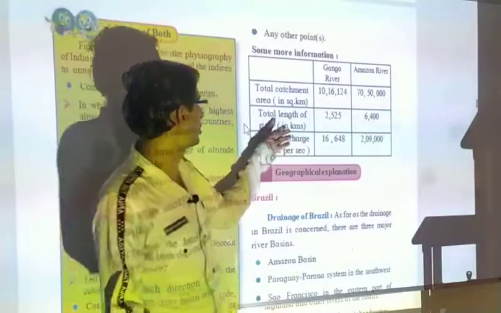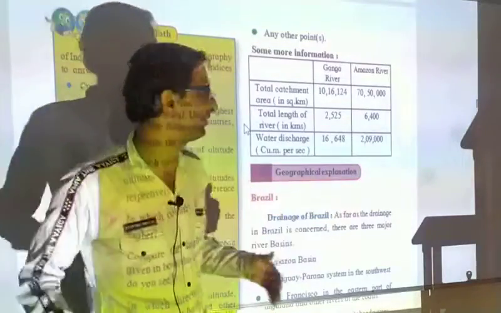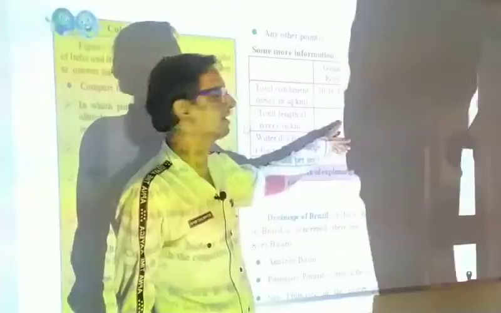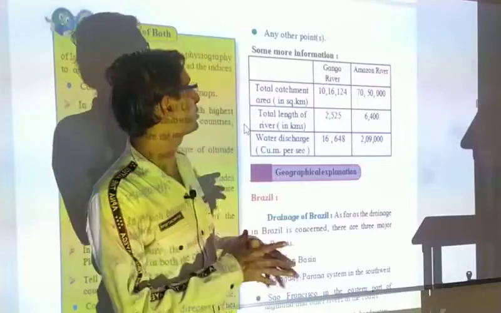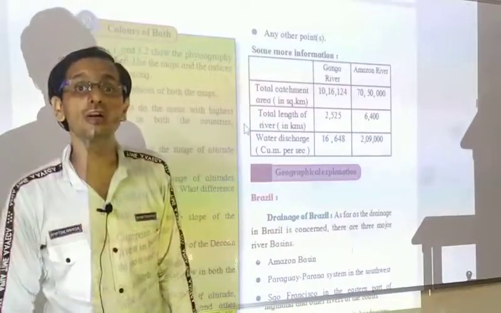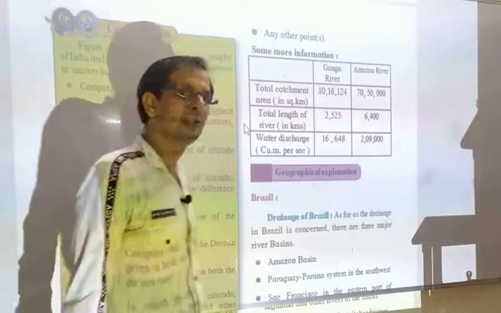Now the total length of the river. We also measure the length of the river in kilometers. The Ganga is 2,525 kilometers, while the Amazon river's total length is 6,400 kilometers. Wow. The Amazon river is so big.